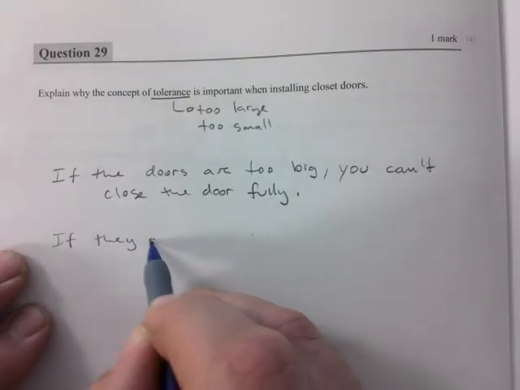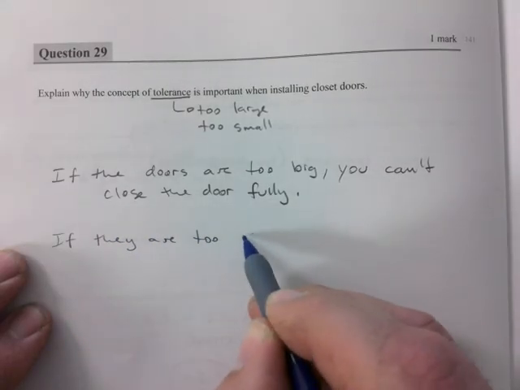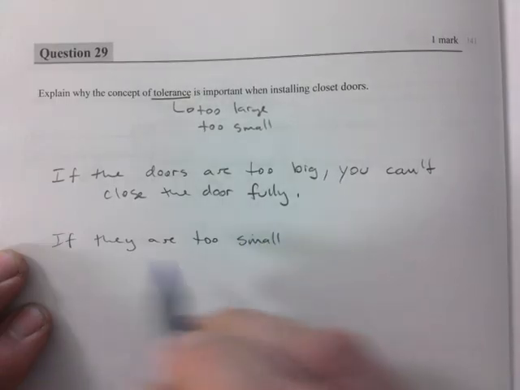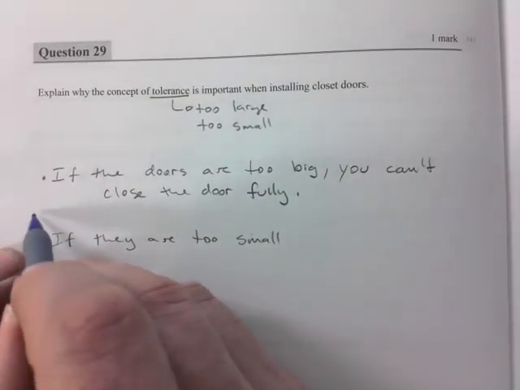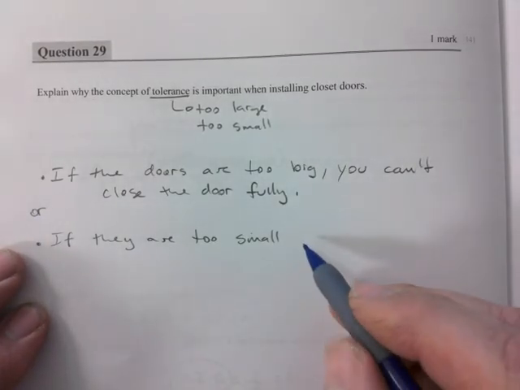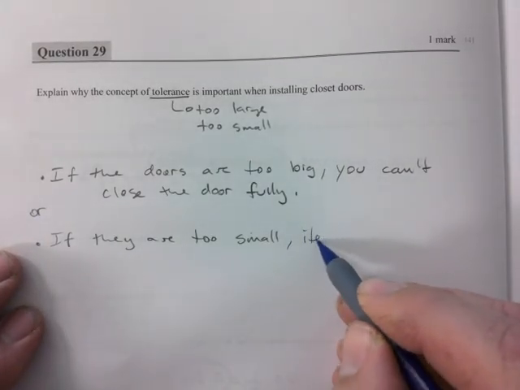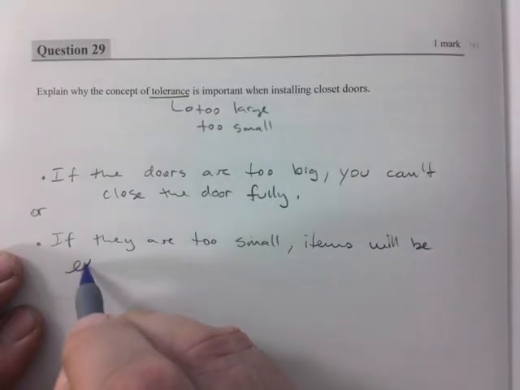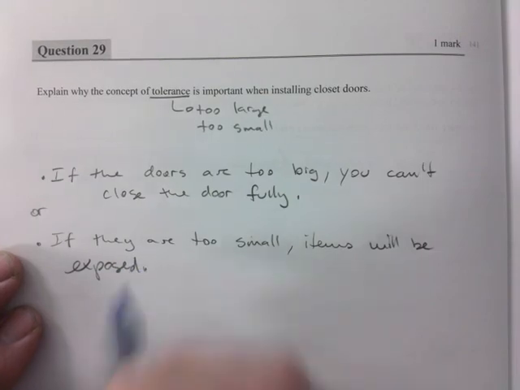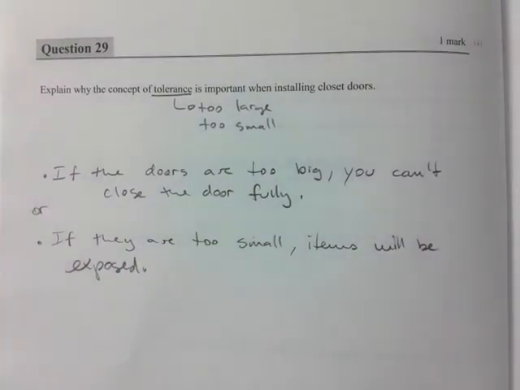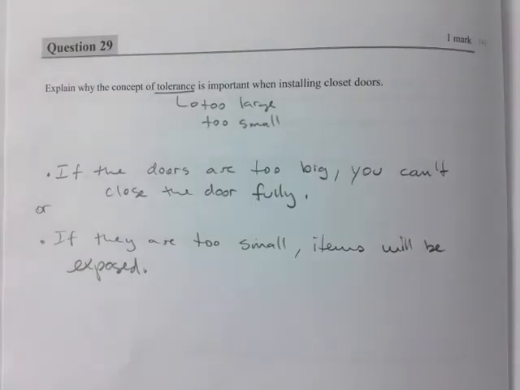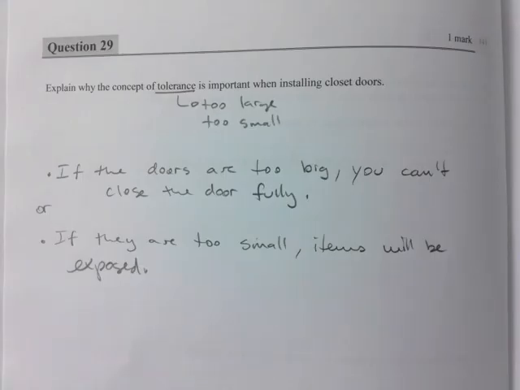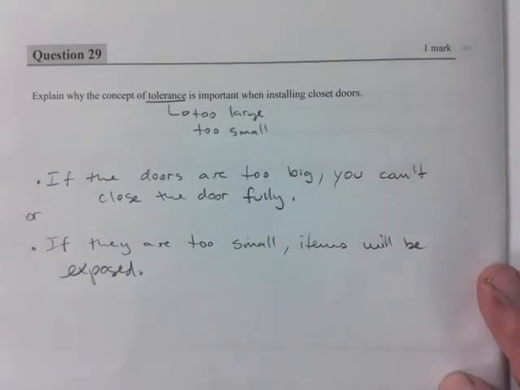Or maybe you won't even be able to fit them in the frame. If they are too small, you can just do one of these, okay? I'm just doing bullet, bullet, so it's or. If they're too small, items will be exposed. Maybe you won't be able to lock it properly, maybe it won't stay shut. You name it, just say what happens when it's either too big or too small. That's basically what tolerance is all about.